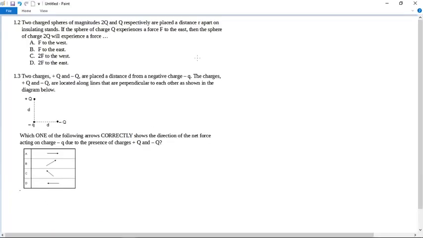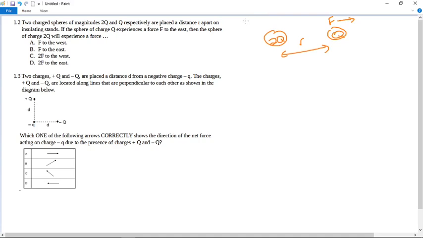So the next question is, two charged spheres of magnitudes 2Q and Q are placed a distance R apart on insulating stands. I always recommend drawing a picture. If the sphere of charge Q experiences a force F to the east, then sphere charge 2Q will experience a force. Okay, this question is testing you on your understanding of Newton's third law as it relates to electrostatics.